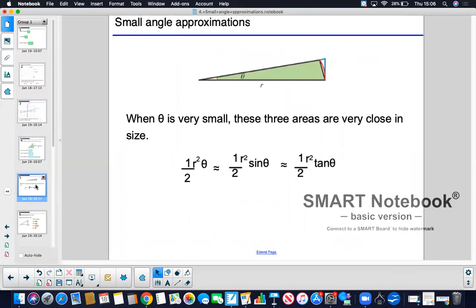Now, if we make that triangle very small, if we make theta very small, the smaller we make it, the closer you can see these three areas are going to be to each other. So when theta is very small, these three areas are very close in size. So a half r squared theta is approximately the same as a half r squared sine theta, which is approximately the same as a half r squared tan theta.